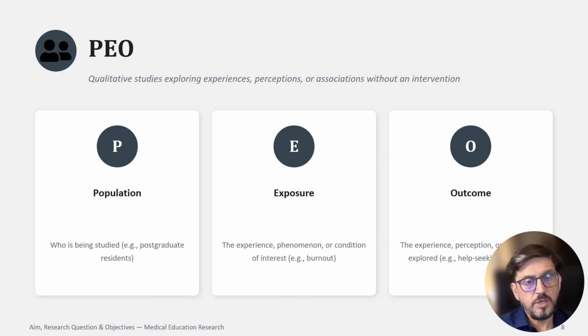Then there is the PEO framework, which is specifically useful for qualitative studies that explore experiences, perceptions, or associations without an intervention. So mainly qualitative studies. P is population, which is who's being studied. Exposure is the experience the participant goes through, or the phenomenon or condition of interest. And outcome is the eventual experience or perception which is being explored.